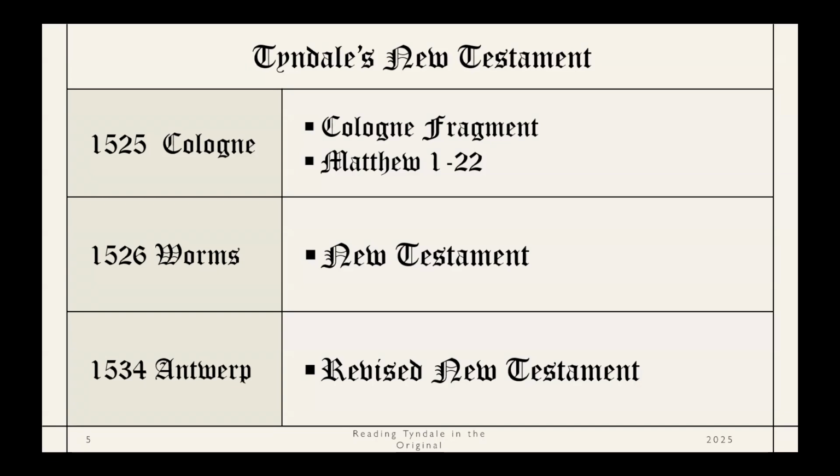For my purposes, I've been looking at three items. One is the 1525 Cologne fragment. Tyndale actually finished the New Testament in 1525, but it got caught, and most of it got chucked in the River Rhine, and Matthew 1 to 22 got to England. In 1526, he moved to Worms and completed the New Testament. In the meantime, he produced some items from the Old Testament, and then in 1534 he was in Antwerp and did the revised New Testament. So the things I'm going to talk about relate to all of these or one or the other of them. I'm going to talk about features which appear in these.